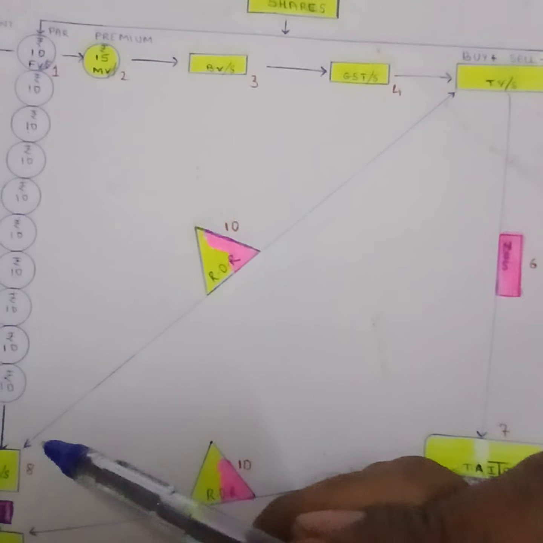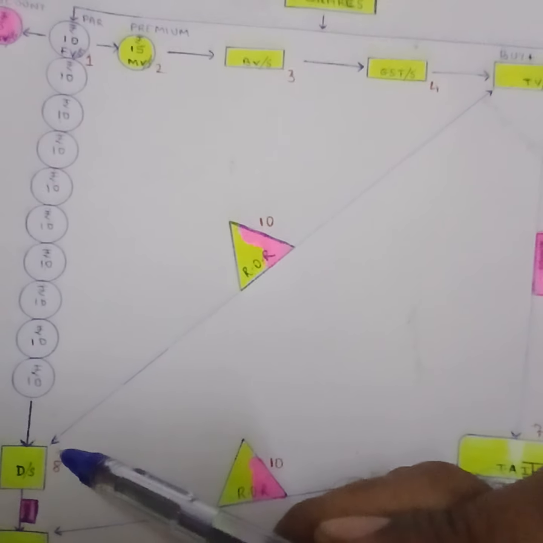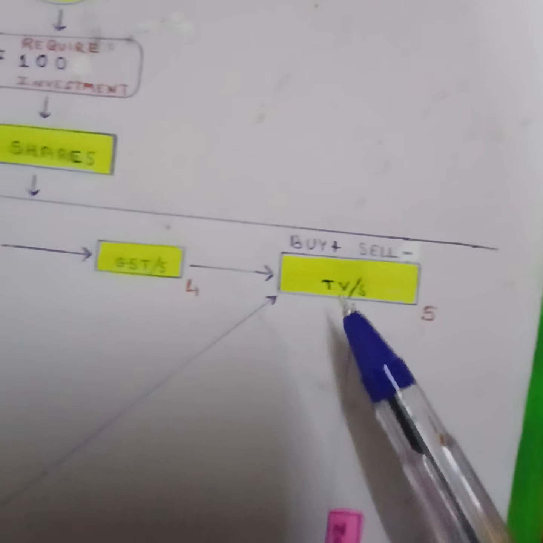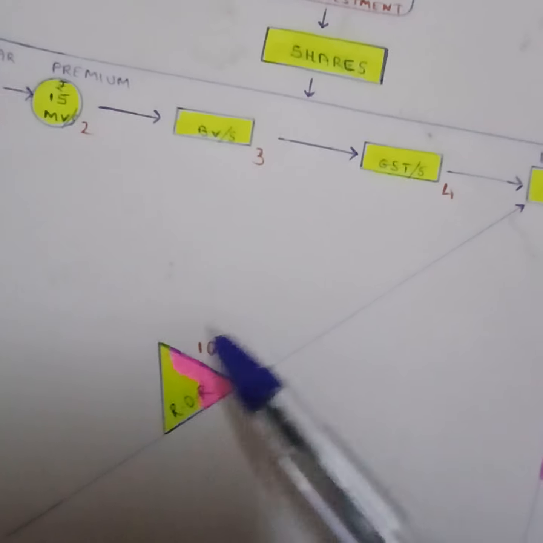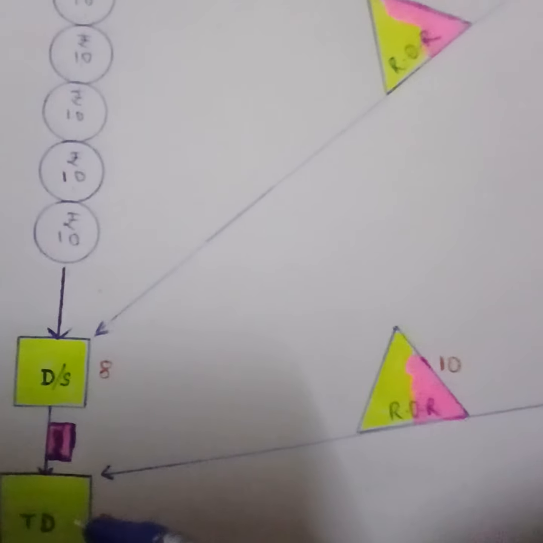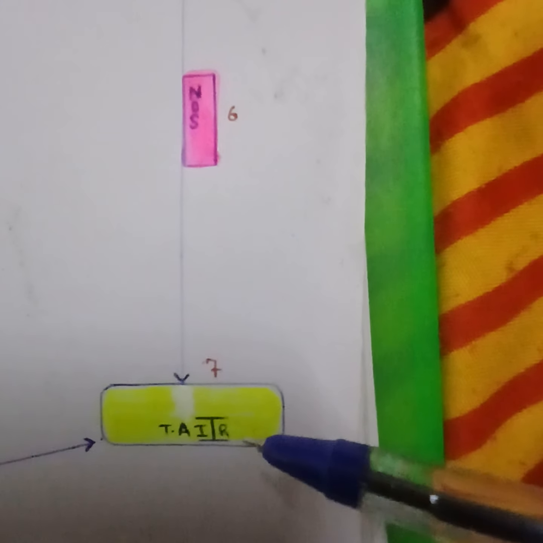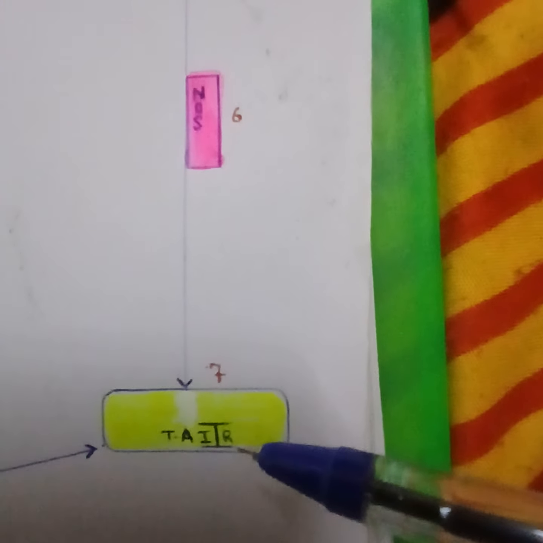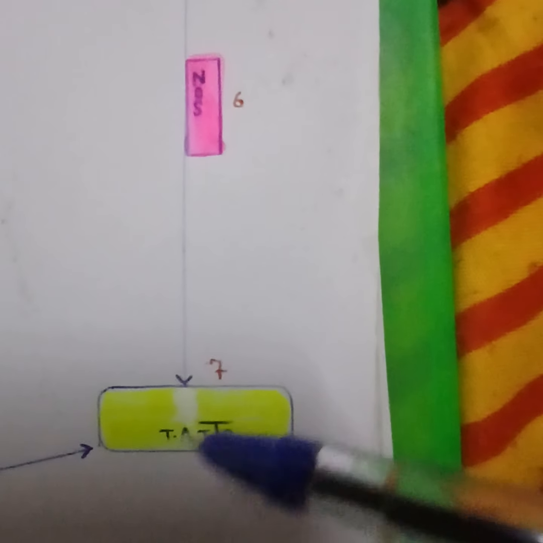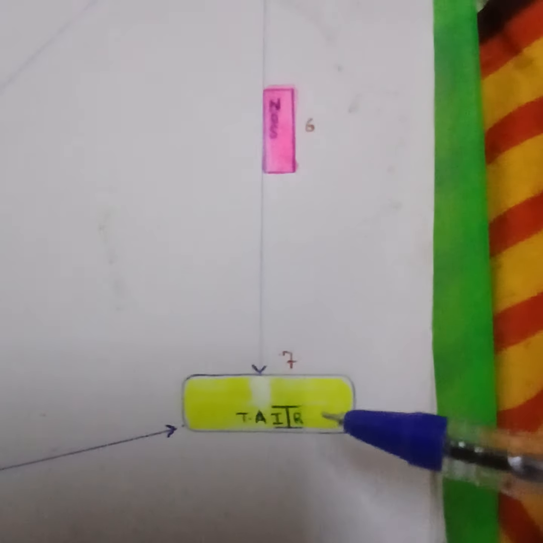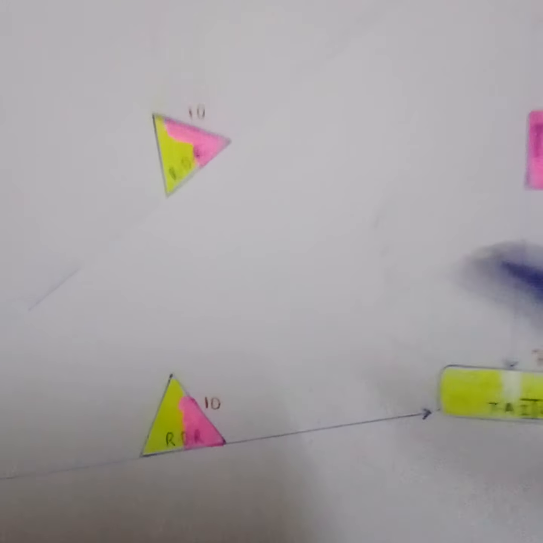Finally, rate of return can be calculated. Dividend per share upon total value per share into 100 will give me rate of return. Or total dividend upon total amount invested or total amount received into 100 will give me rate of return.